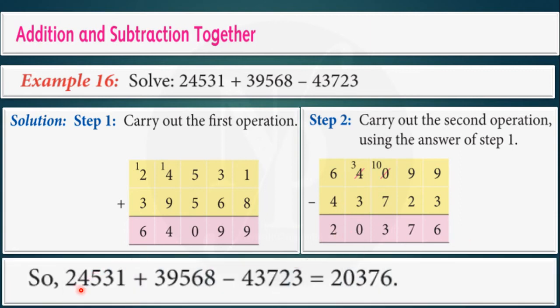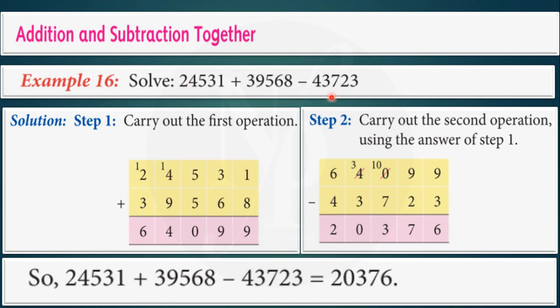So 24,531 plus 39,568 minus 43,723 is equal to 20,376. So 20,376 is the solution of the given problem here, in which both addition and subtraction are involved. I hope you are understanding.